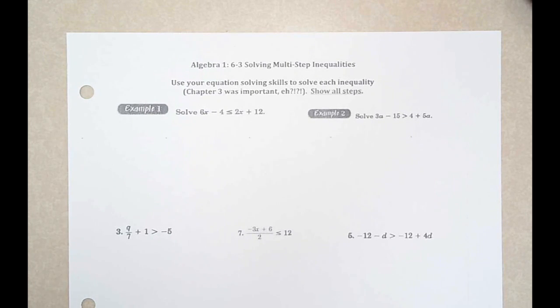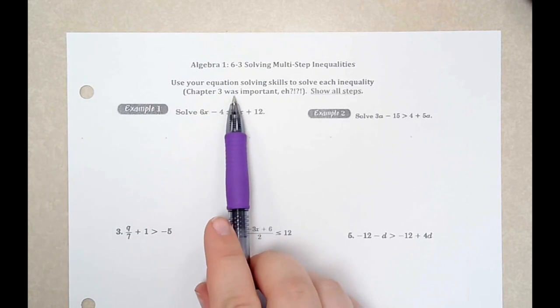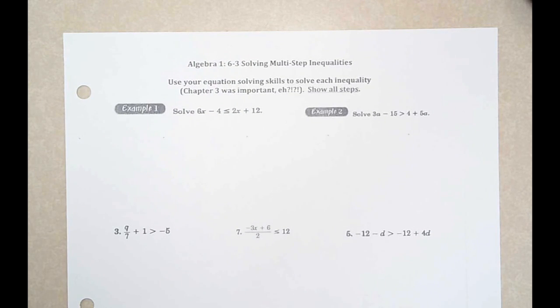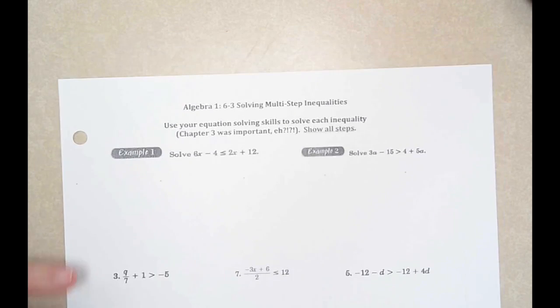This is going to look very similar to our Chapter 3, because it was important, yes. It's going to be very similar because all of the steps that we learned in Chapter 3 are going to be the same steps here, with the exception of the one thing we learned in 6.2, which is when you multiply or divide by a negative, you must flip the sign. So let's just remember. Alright, fabulous.